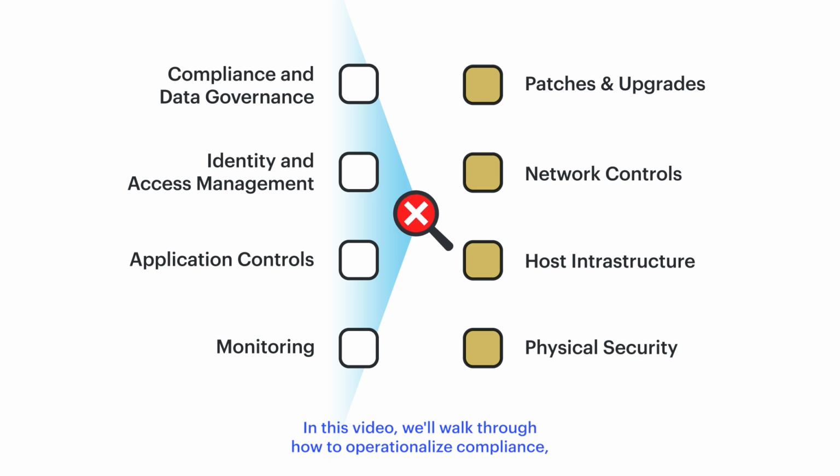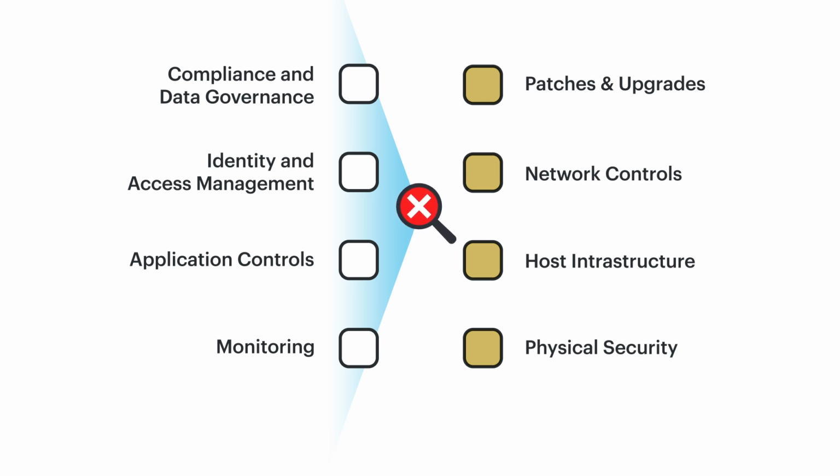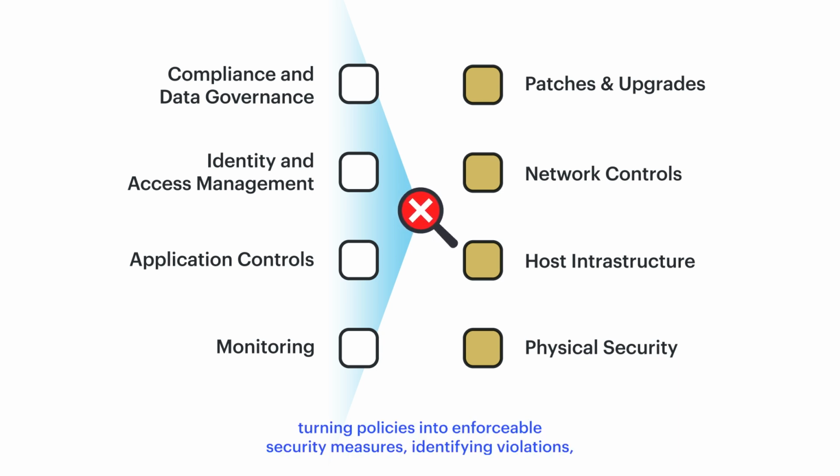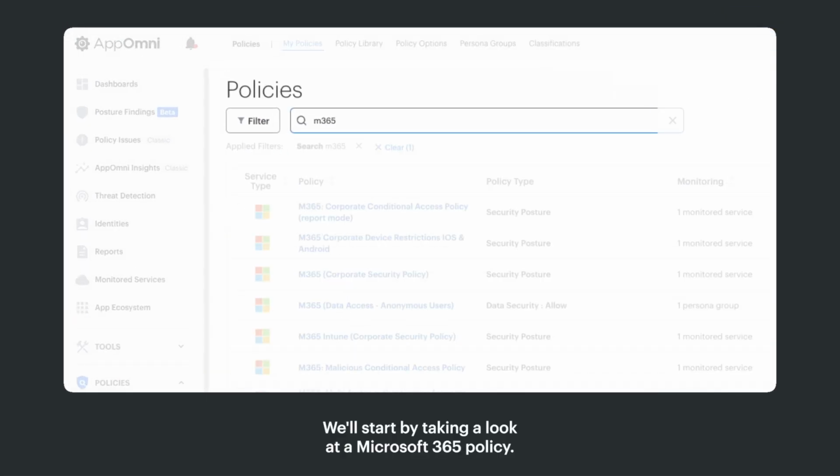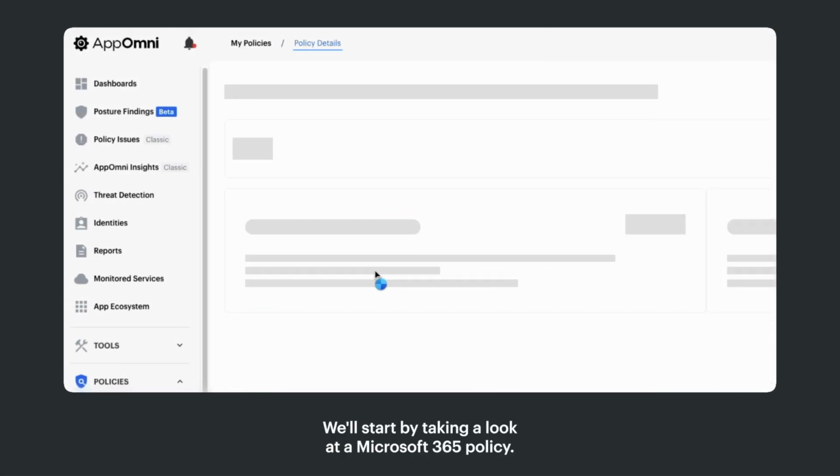In this video, we'll walk through how to operationalize compliance, turning policies into enforceable security measures, identifying violations, and ensuring security controls stay in sync with compliance frameworks. We'll start by taking a look at a Microsoft 365 policy.